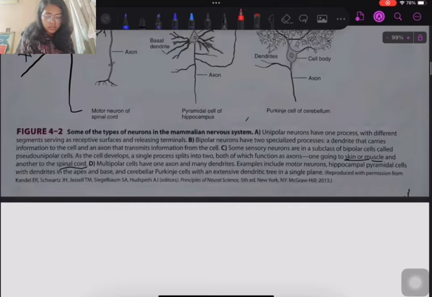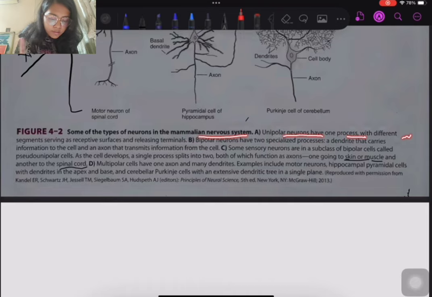Okay, so some of the types of neurons in the mammalian nervous system. Unipolar neurons have one process with different segments serving as receptive surfaces and releasing terminals. Bipolar neurons have two specialized processes, a dendrite that carries information to the cell and an axon that transmits. Okay.